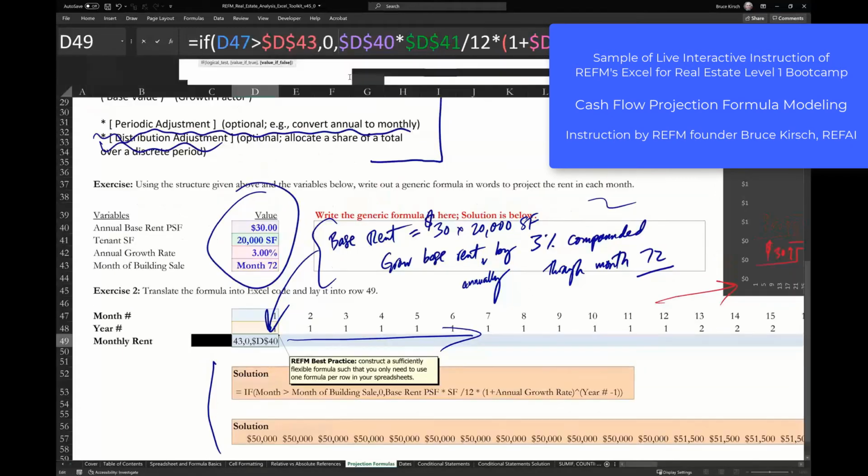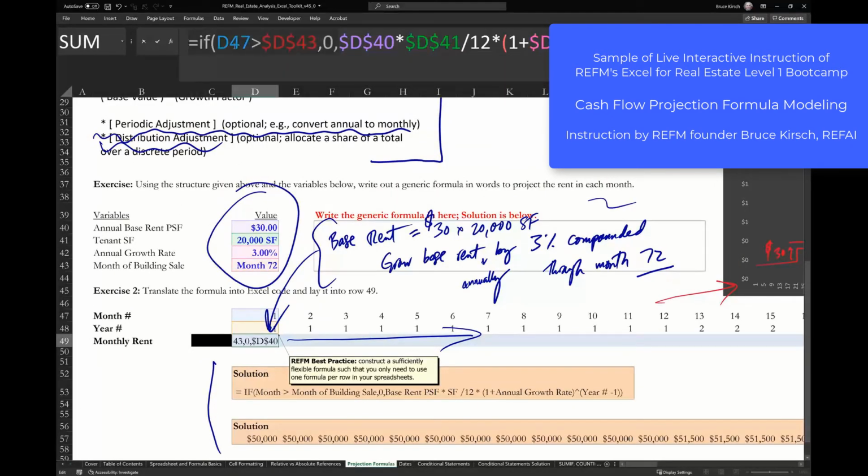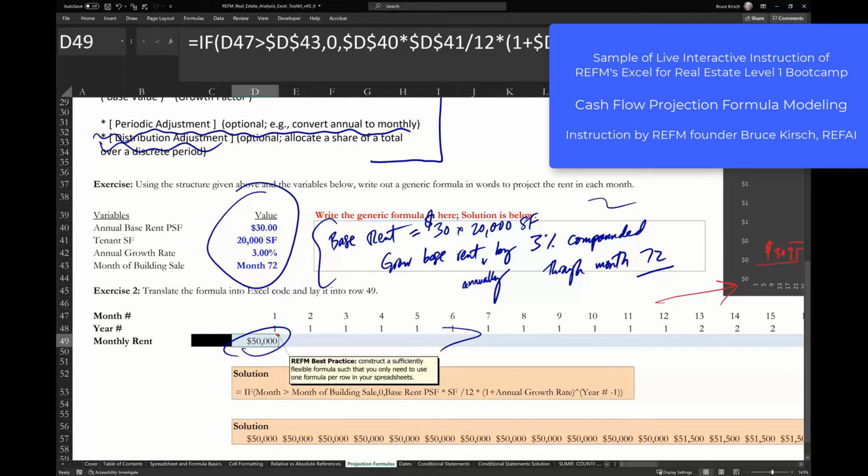So what he did is he brought this idea of the stop trigger to the front, and then we have the base value adjusted for the periodic nature given what we were provided with, which is $30 per square foot per year, grown at that constant rate raised to the power year minus 1. And so it's always good just to do a little sanity check in your head, right? So when you see 50,000 in year 1, you say, all right, well, what's this annual rent? $30 a foot times 20,000 square feet, 600,000 a year divided by 12 is 50. So, okay, at least I'm starting out correctly.